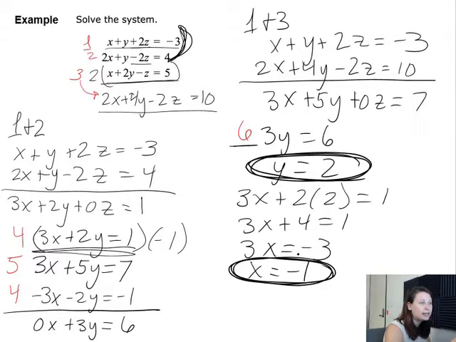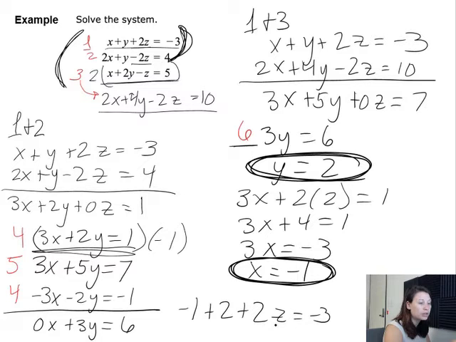Now let's find z. So that's going back up into one of the original 3 equations that we were given. So let's plug into the first one, just because again it's all positive and all small numbers for the coefficients. So we have negative 1 for x plus 2 for y plus 2z is equal to negative 3. So then this is 1 plus 2z is equal to negative 3.